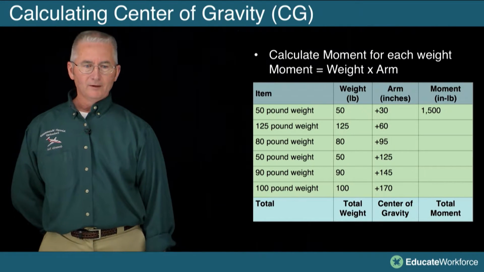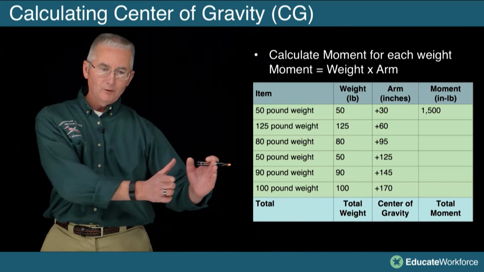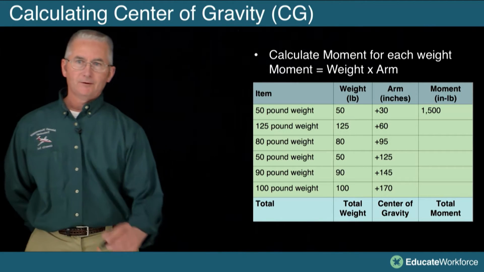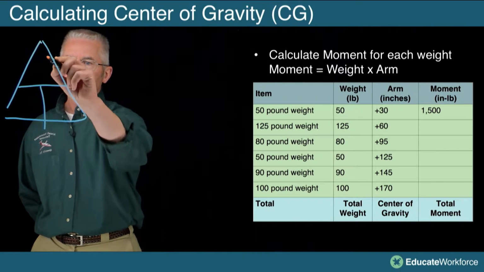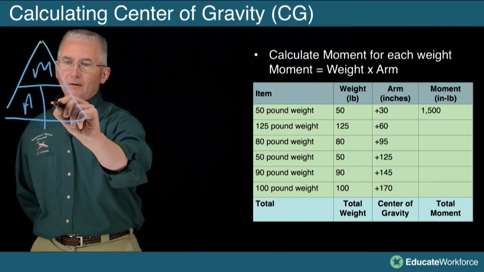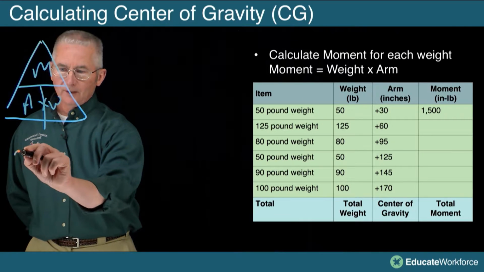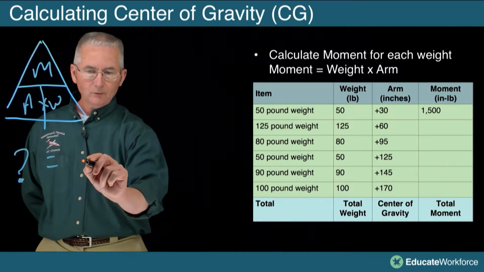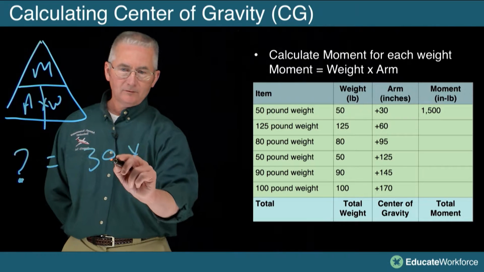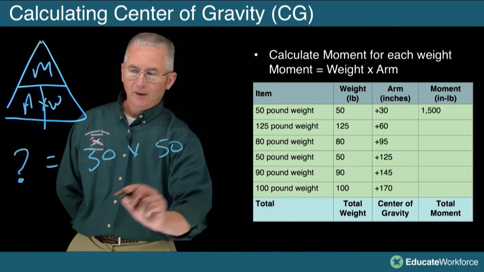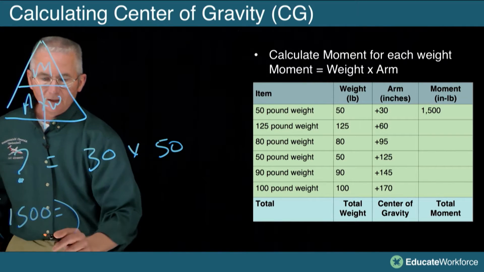Okay, to calculate moment for each weight, we need to know what the weight of the object is, and we know that, 50 pounds, and we need to know the arm, which is 30 inches. But how did we come up with that 1500? Well, real simple. So let's do a simple triangle right here, and let's go the moment equals arm times weight. So if I have a moment here, and I don't know what the moment is, so let's put my question mark here, equals an arm of 30 inches times a weight of 50 pounds, 1500. That's my moment, is 1500.